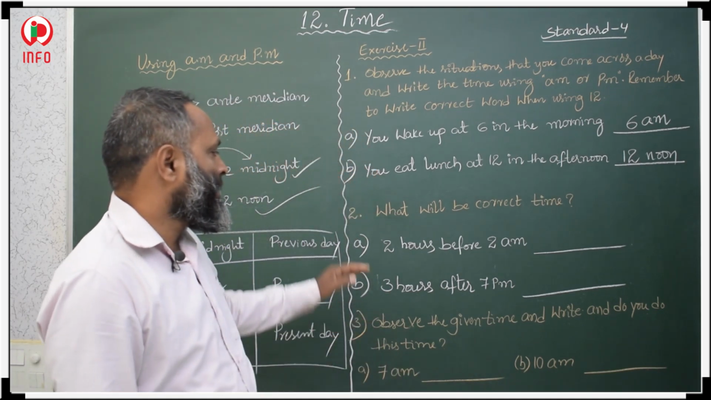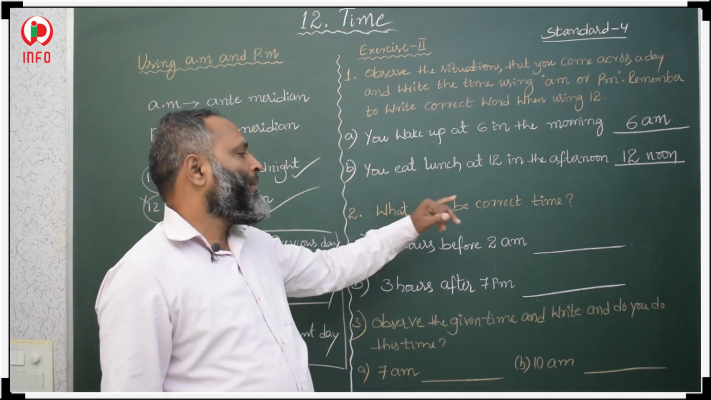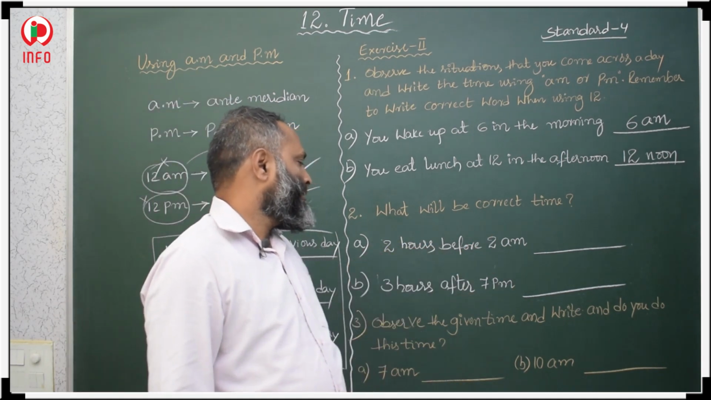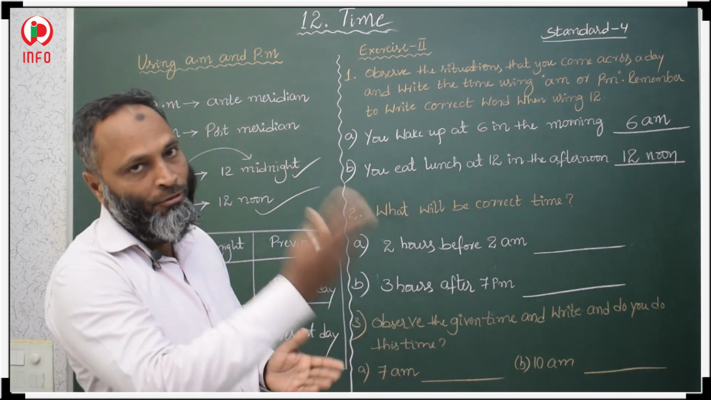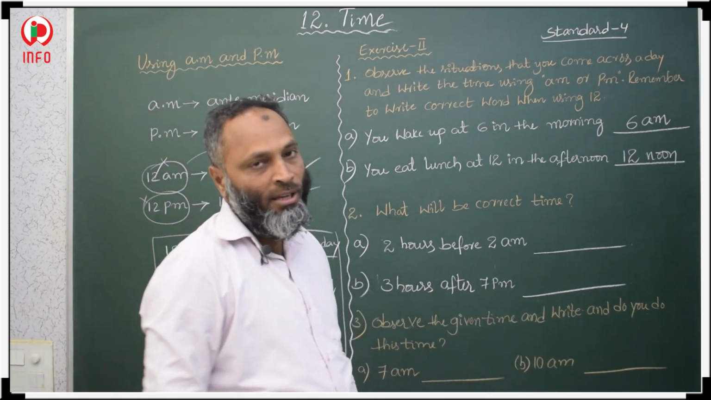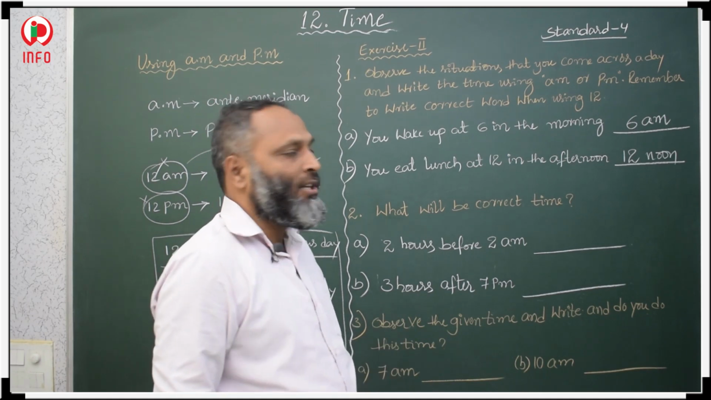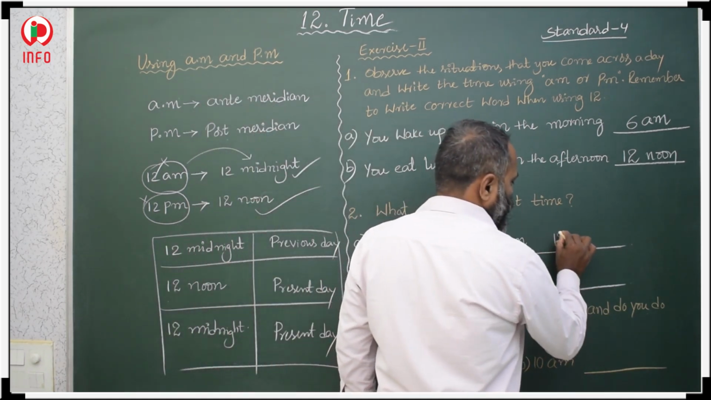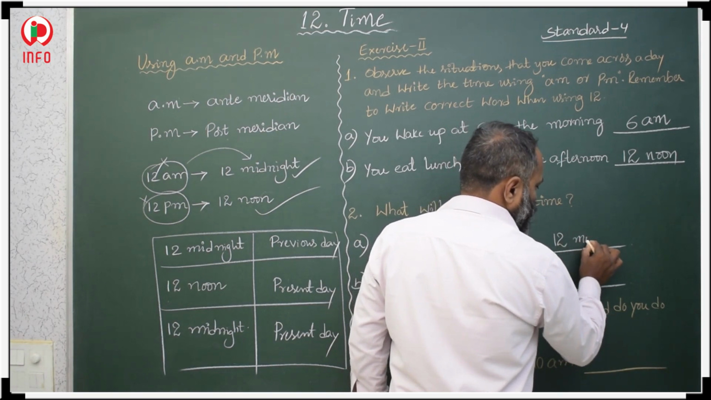Then the second situation: what will be the correct time 2 hours before 2 AM? 1 hour before 2 AM is 1 AM, and 1 hour before that is 12 midnight. The time is 12 midnight.